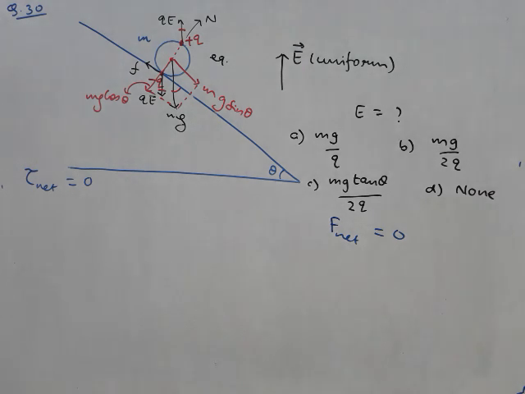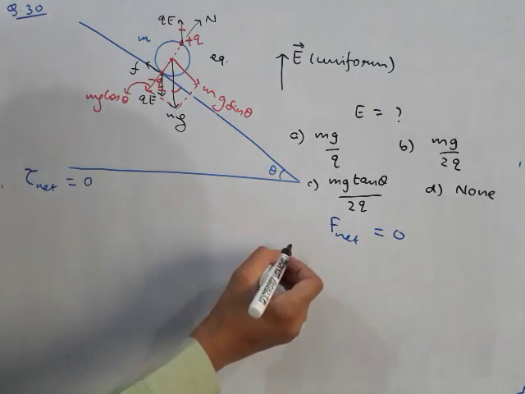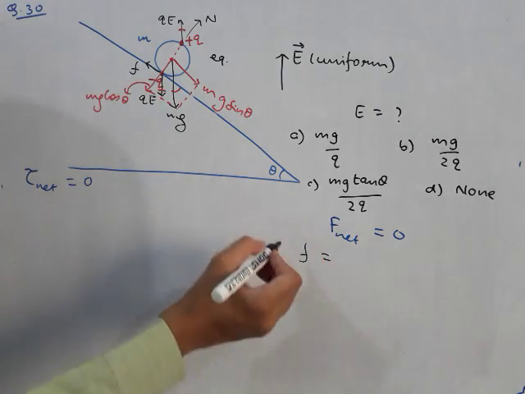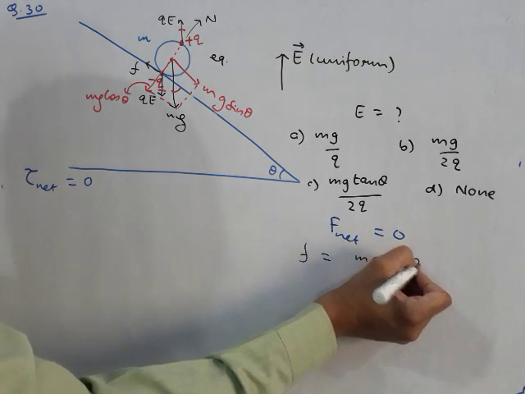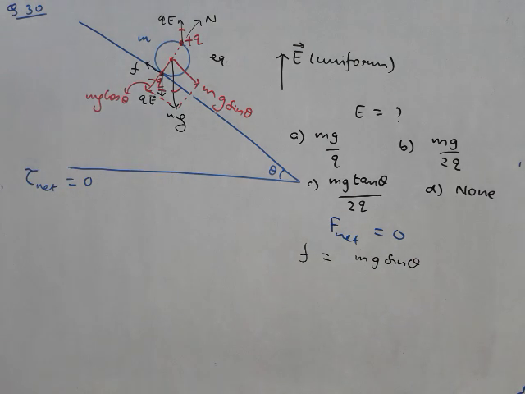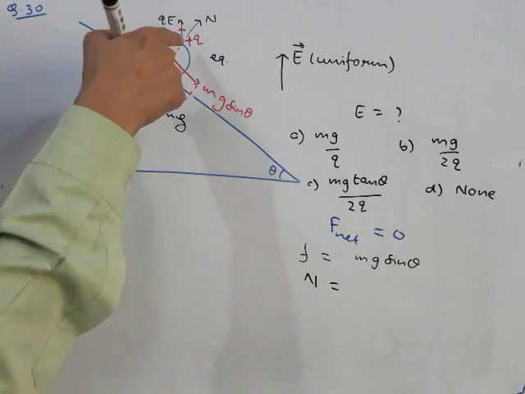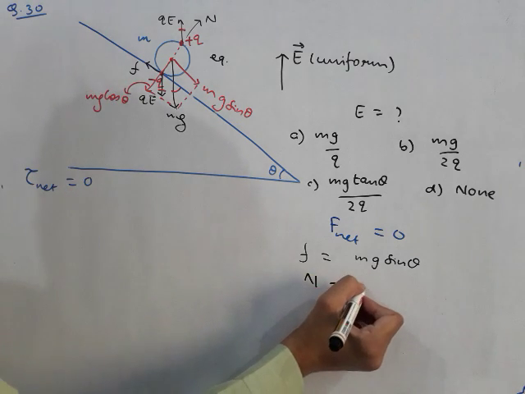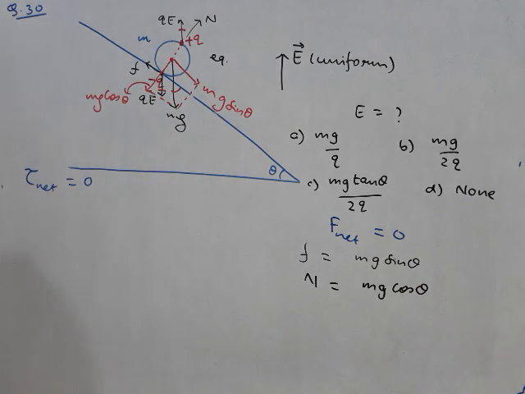So let's write the equations. Net force is 0. So along the incline we will have the equation F is equal to mg sin theta. We must have F is equal to mg sin theta. And perpendicular to the incline we should have N is equal to mg cos theta. QE and QE I will not resolve because, as I have discussed earlier, they will cancel.